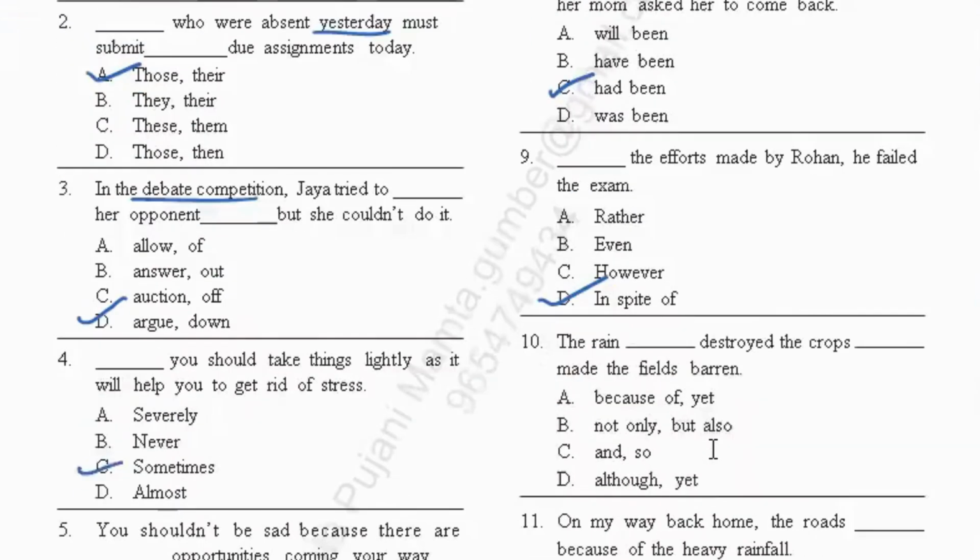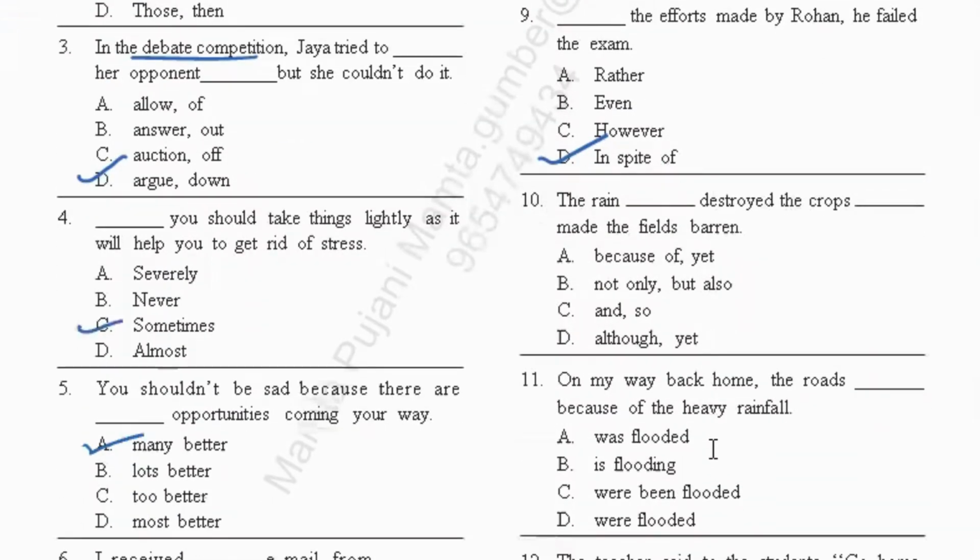Now let's go to the next question. The rain dash destroyed the crops, made the fields barren. Okay, so it should be the rain not only destroyed the crops but also made the fields barren. So here we need a correlative conjunction pair, not only but also. Option B is your correct answer.